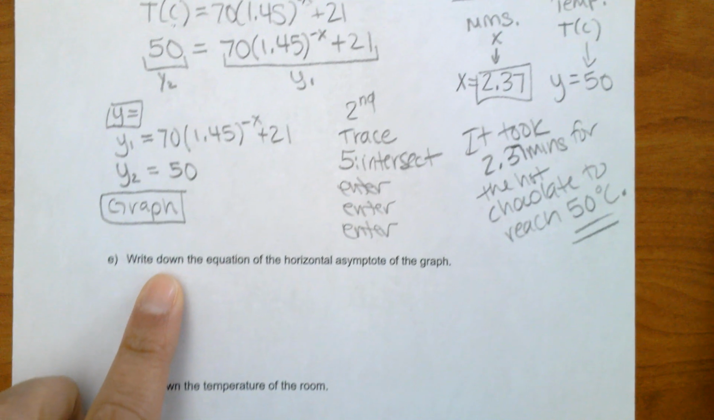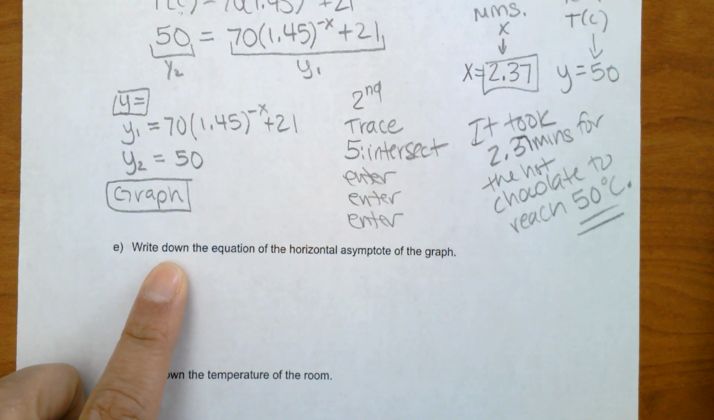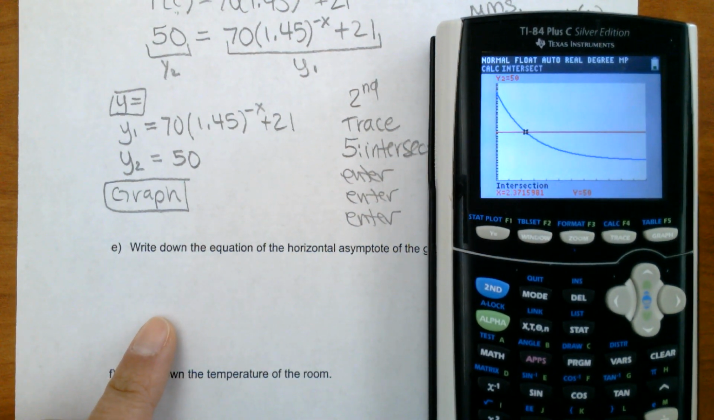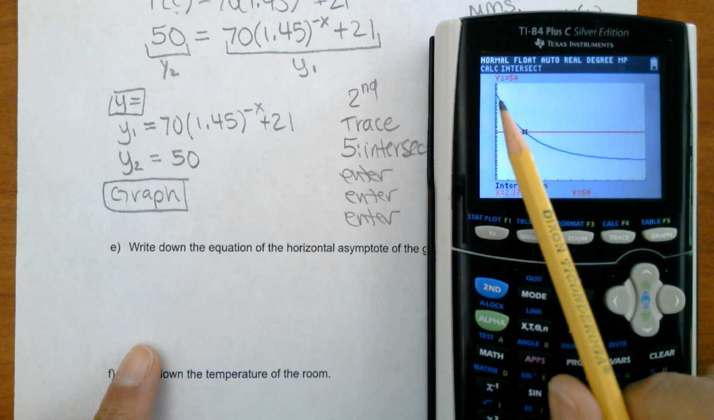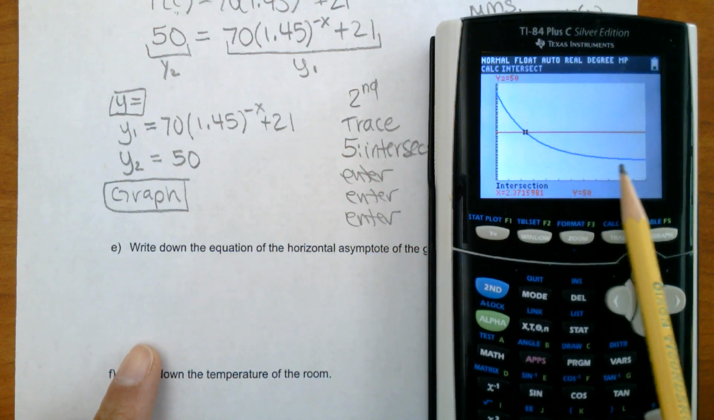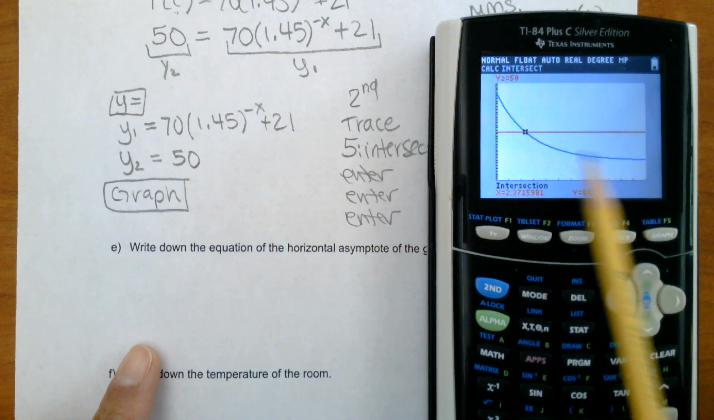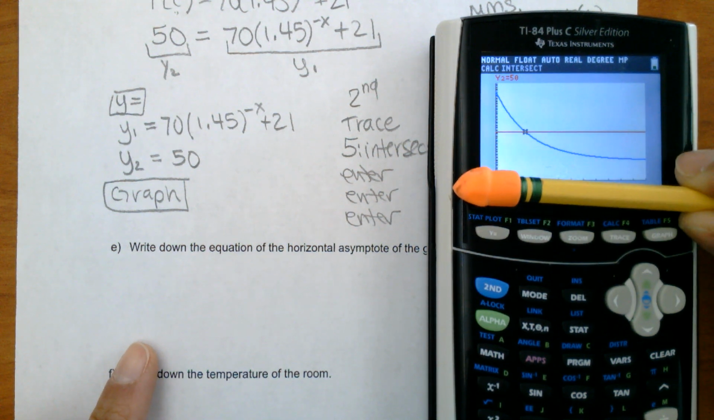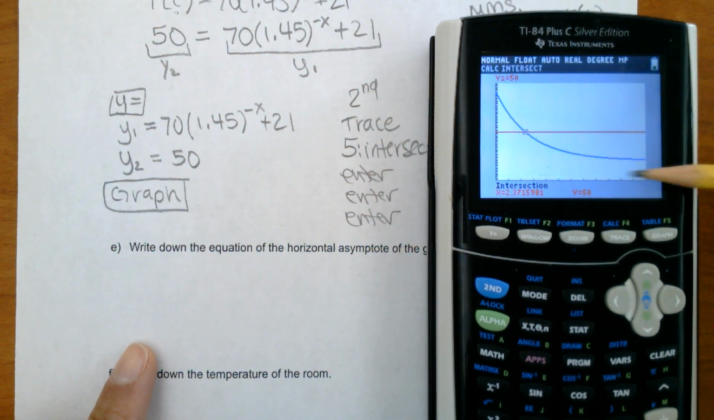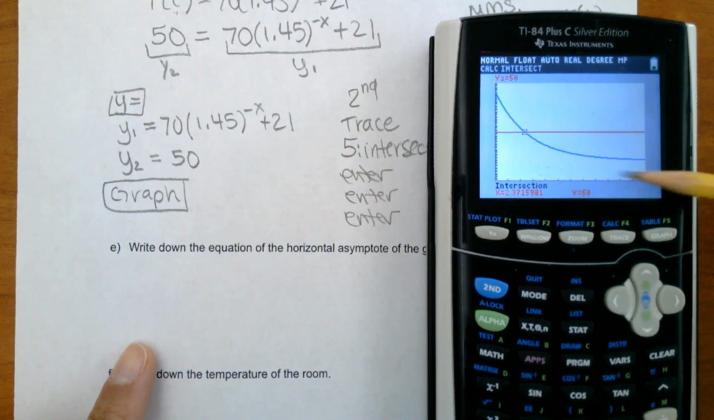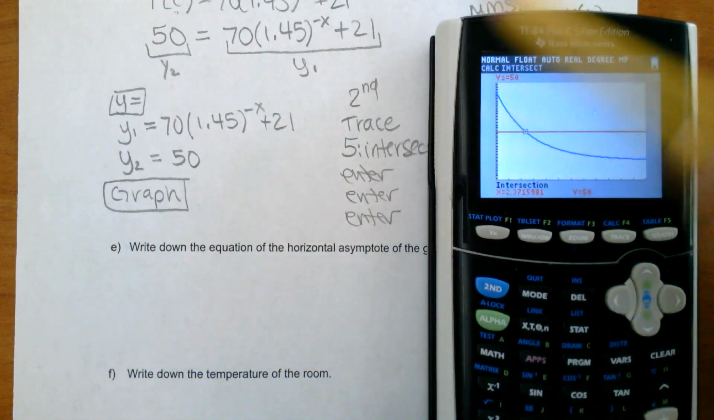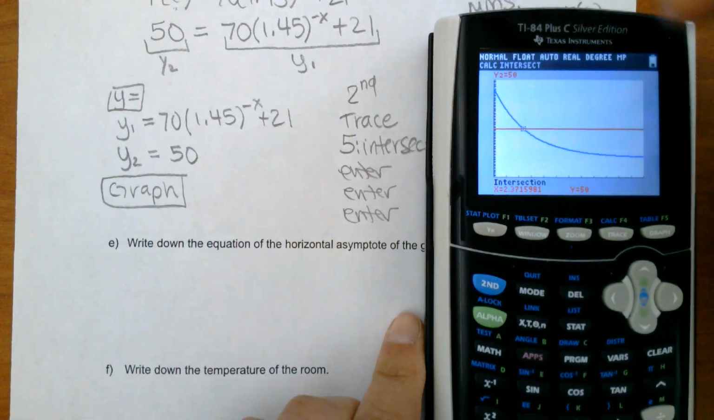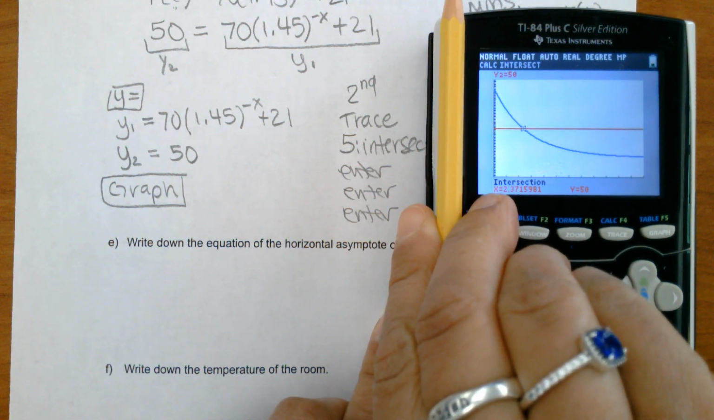Part E, write down the equation of the horizontal asymptote. Okay, so let's just look back at this graph really quickly. Now, the horizontal asymptote is the imaginary line that this blue curve will never cross. It's coming down, but there's an imaginary line that blue curve will never cross. We need to find it. It's called our horizontal asymptote because it's going horizontally. There is a vertical asymptote that goes vertically, up and down.